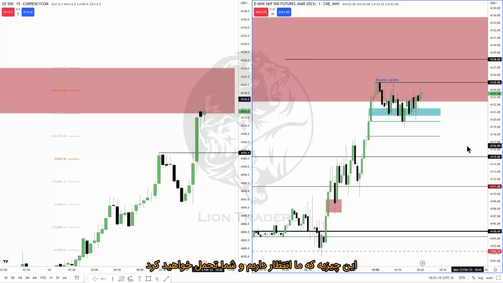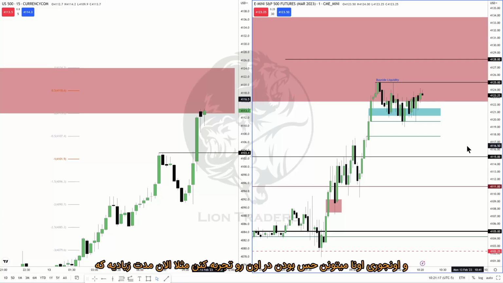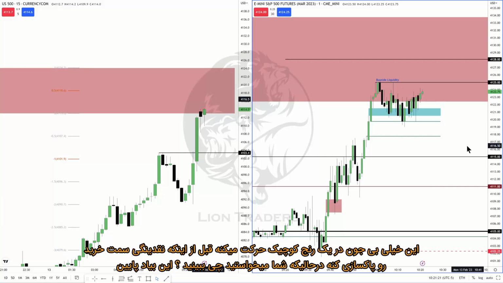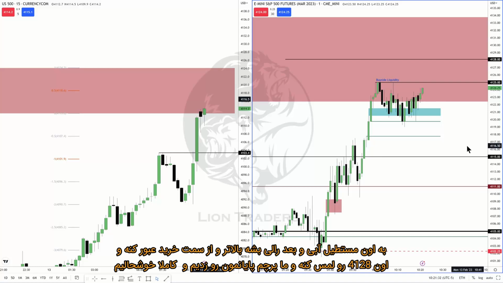This is what we can expect and what you would endure, so that way they can feel what it feels like to be in that. It's a lot of time. It's moving very, very lethargic in this small little range before taking out buy side liquidity. Whereas you would have rather wanted to see what? It trade down to that blue rectangle and then volley higher, ripping through the buy side and touch 41.28, and we swing our checkered flag and we're all happy.